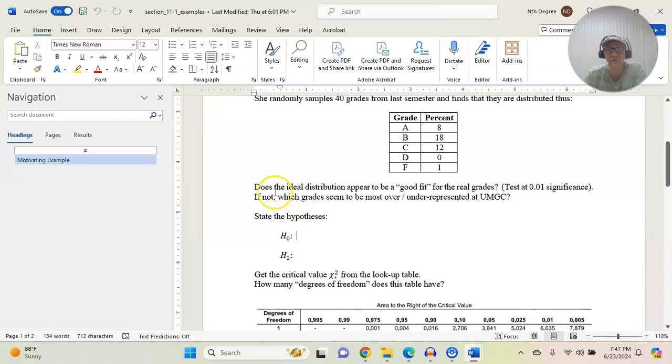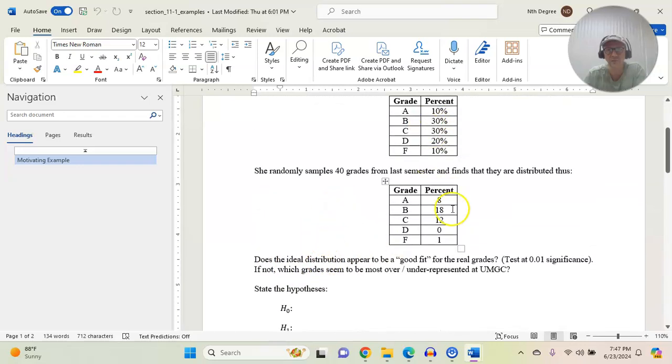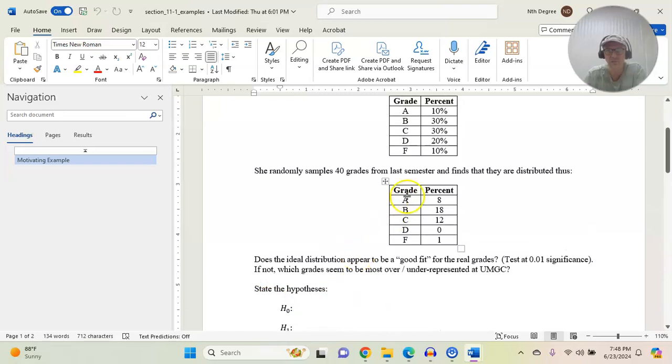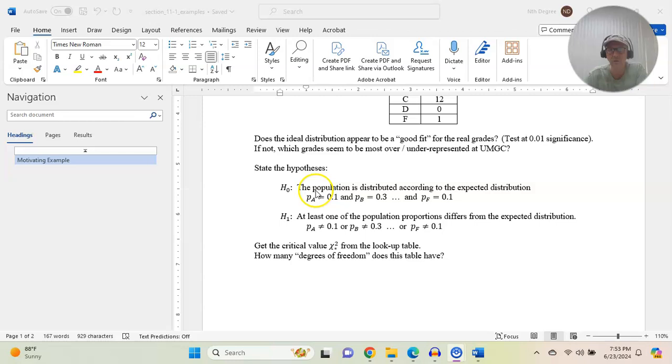So the question again is, does the ideal distribution up here appear to be a good fit for the real observed grades? State the hypotheses. So as we've indicated, the null hypothesis is basically that all of these proportions, the A's, B's, C's, D's, and F's, are a good match for the expected fit. Okay, so here are a couple of different ways of writing that null hypothesis, one in plain English and then another in statistical symbols.